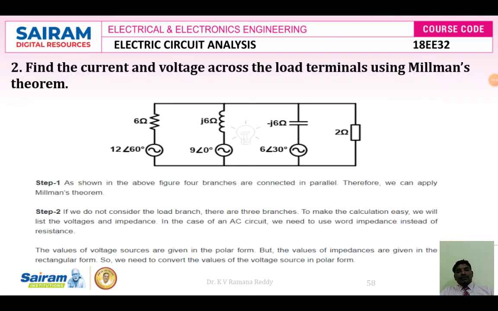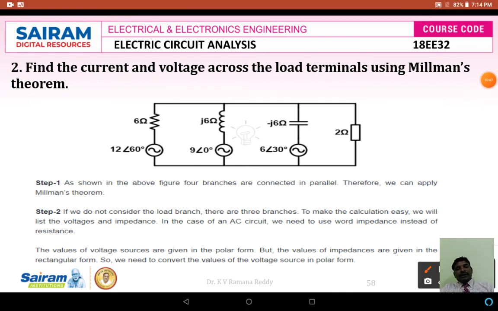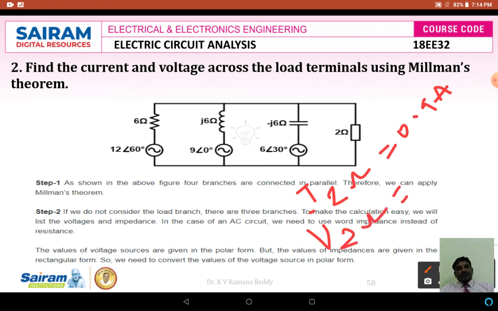According to the given problem, we must find the current and voltage across the load terminals. Now the current is equal to 0.9 amperes. Current through 2 ohms is 0.9 amperes, which means the voltage across the 2 ohms is 0.9 into 2, which becomes 1.8 volts. Thank you.